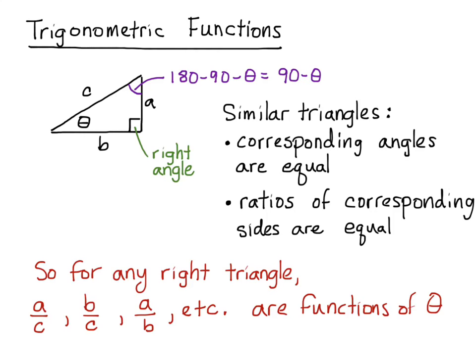And this is going to be the key to the usefulness of our trigonometric functions, in that it really doesn't matter what size triangle you're talking about. These ratios of the sides are determined by the angle and by the angle only.